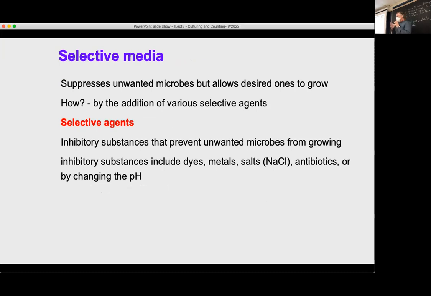So, selective media. There's this idea that you have media that grows everything, but what happens if you only want a certain kind of organism? Well, this is referred to as selective media. Selective media suppresses unwanted microbes, and it uses a number of different ways of doing this. One way is adding inhibitory substances. Inhibitory substances can be anything like a dye, a metal, a salt, antibiotics, or even pH. Any of those can be making it selective.